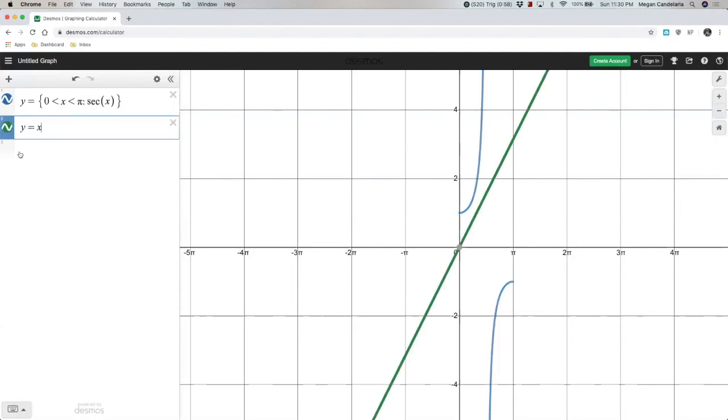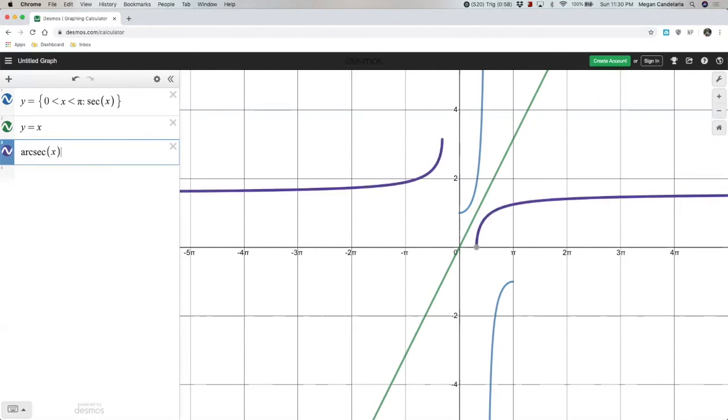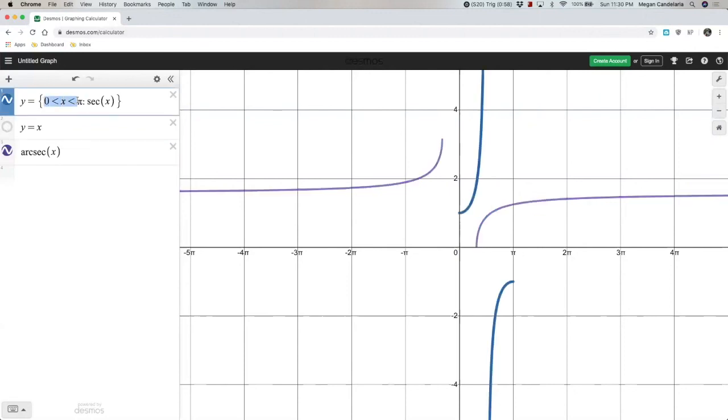So we're going to reflect that across the line y equals x, and that will give us our arc secant or our inverse secant graph. Okay, so notice that the purple line is a reflection of the blue line across the line y equals x. Now to think about our domain and range, well, the domain of our original graph was 0 to pi. That was the domain of our secant graph when we limited the domain. That's going to then be the range of our inverse secant graph.